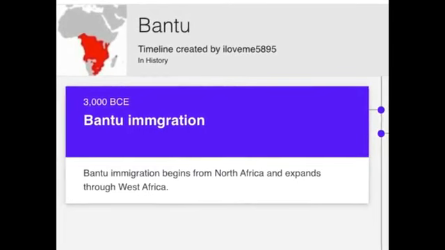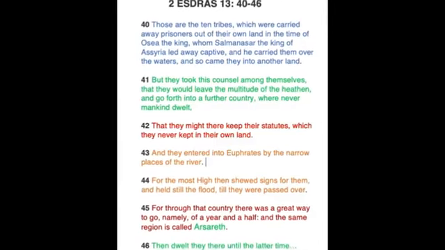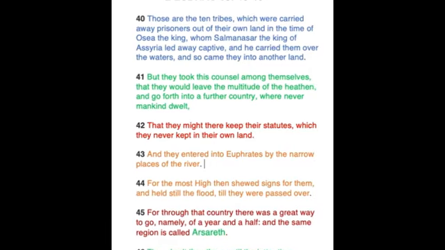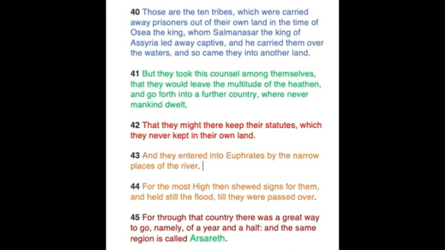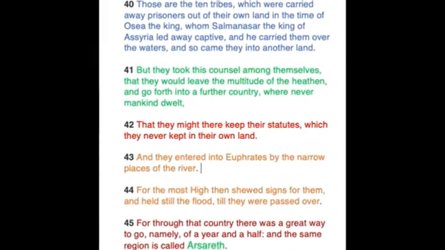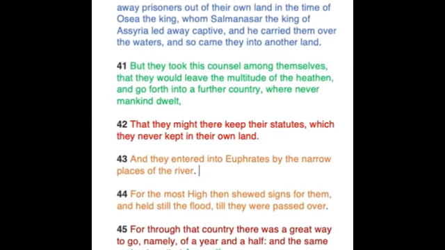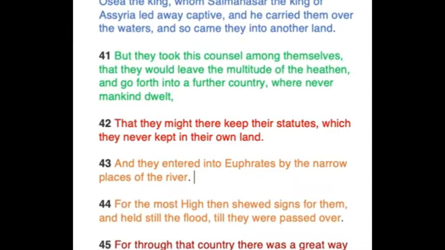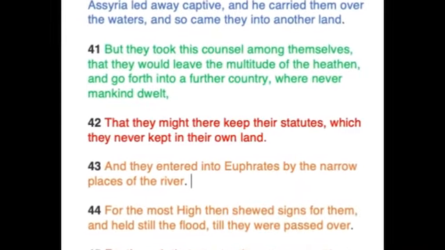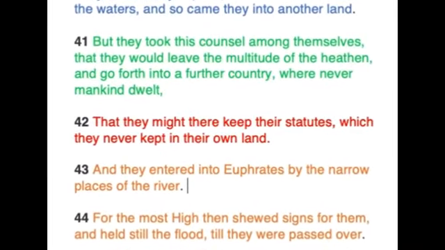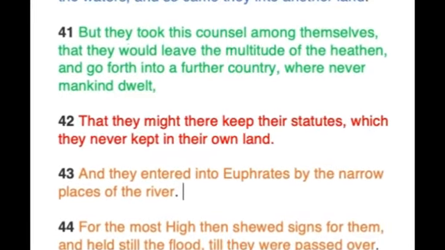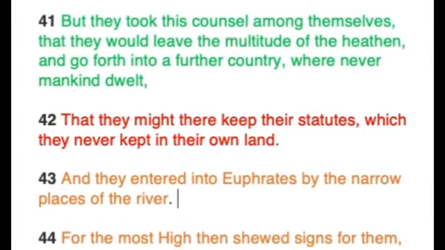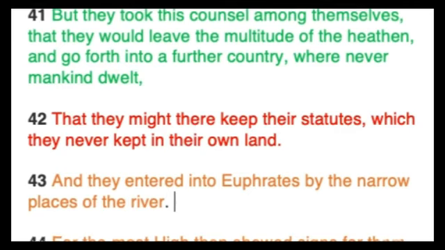So what the scholars are trying to convey is that the 10 tribes are still in Africa, just like the scripture says. They're going to stay there until the latter time, and they're going to be upholding the law, the statutes, until the return of the Messiah. So now we're going to break down verse 42 to see if these people are still keeping the law in the Bible or if they're not.